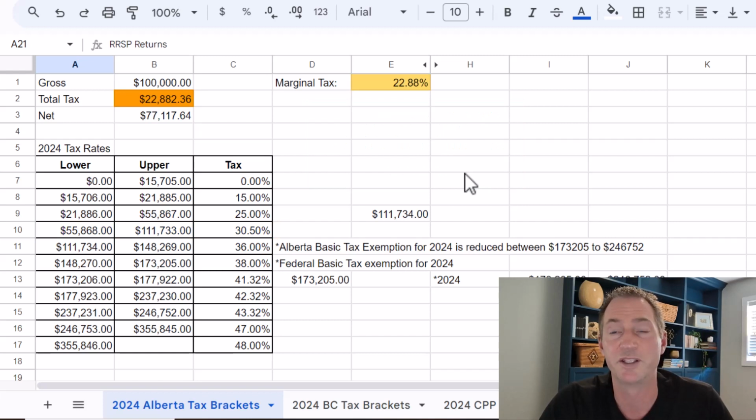Another difference between the TFSA and the RRSP is that you can't actually put the $10,000 back. So with the TFSA, you had to wait 1 calendar year, but with the RRSP, that money is taken out of your account and you can't actually put that back. There are 2 exceptions, but I'll save that for another video.